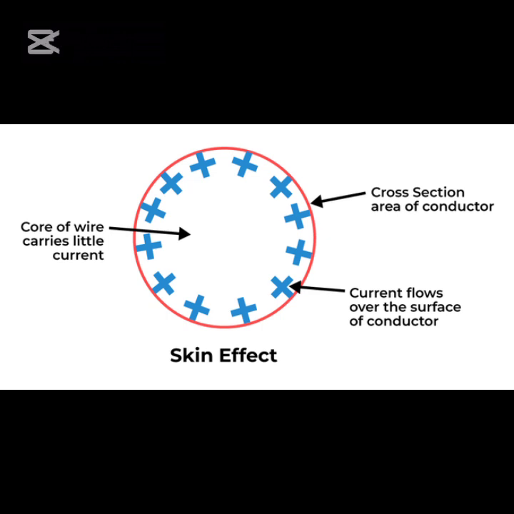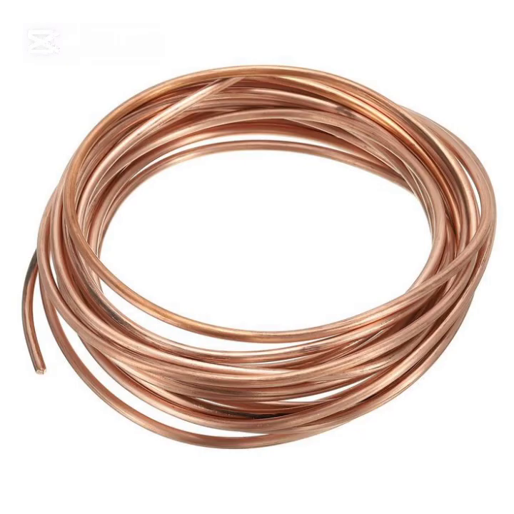This unequal distribution of current, where more current flows near the surface rather than the core, defines the skin effect in transmission lines. It is important to note that the skin effect is negligible at low frequencies less than 50 Hz, and conductors with small diameters less than 1 cm.